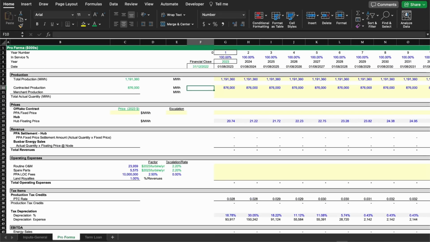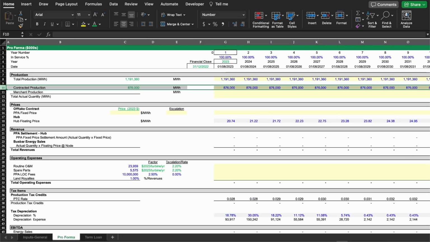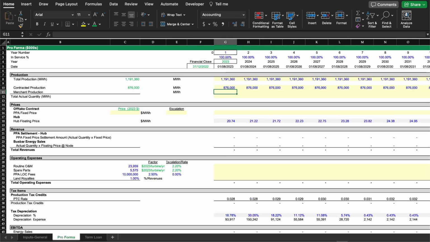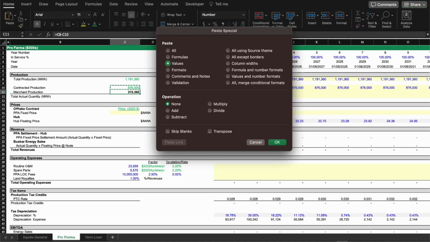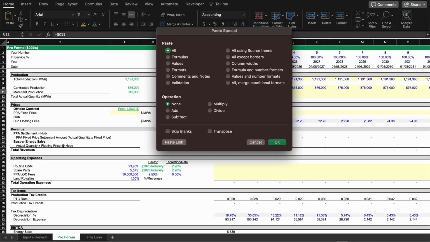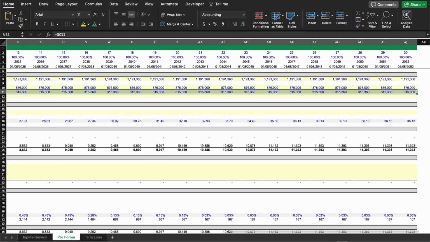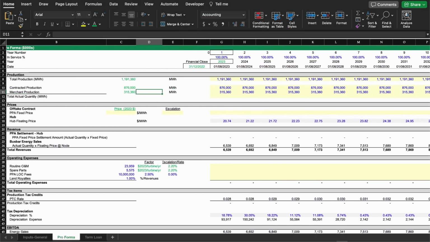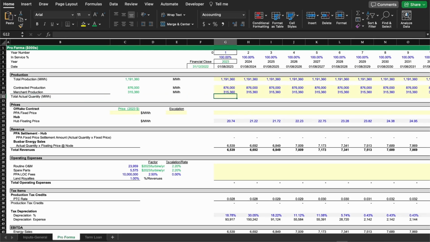Whatever is above what we give to the off-taker is going to be offloaded in the open market. So as a merchant, basically we're going to deliver this minus this, right? That's essentially how much you're going to be doing here. I'm going to say this equals this number here, copy and paste the style, and copy and paste everything across. So here we go. And the actual quantity should be the sum of the two, right?